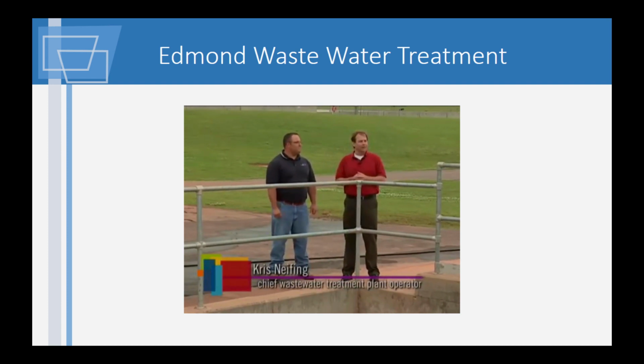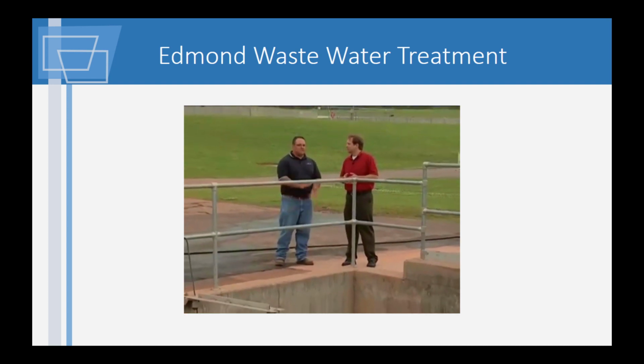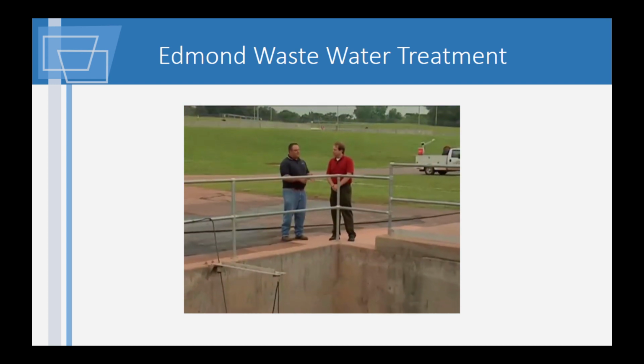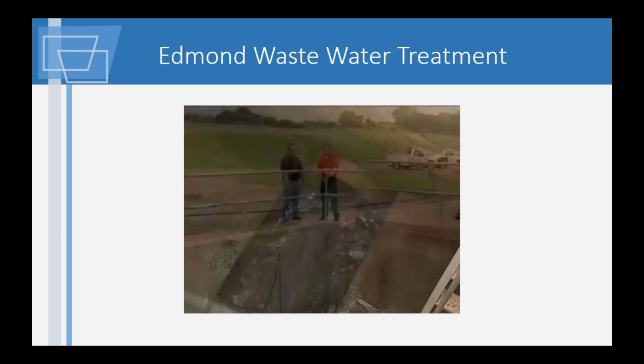Now, where are we right now? This is point A, where it starts. This is the plant lift station where we take about half the flow from the city of Edmond. Around 3.5 million gallons a day come through here. Wow, every day. Every day.